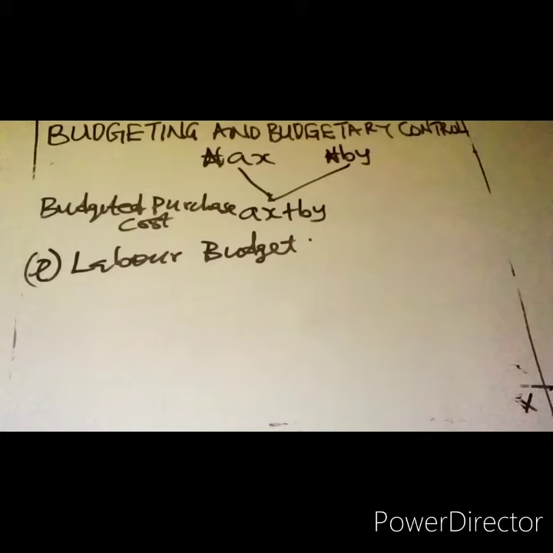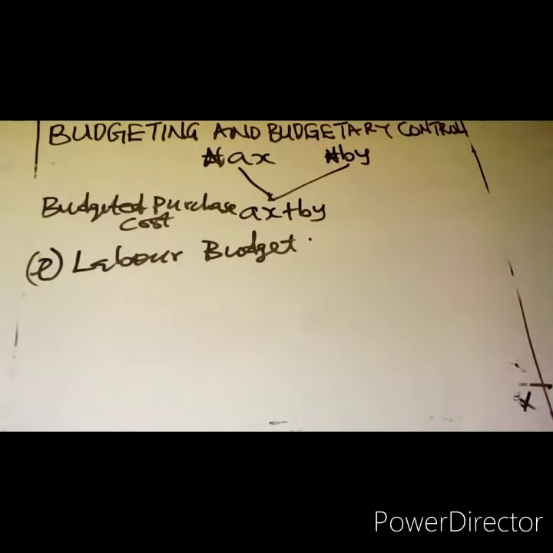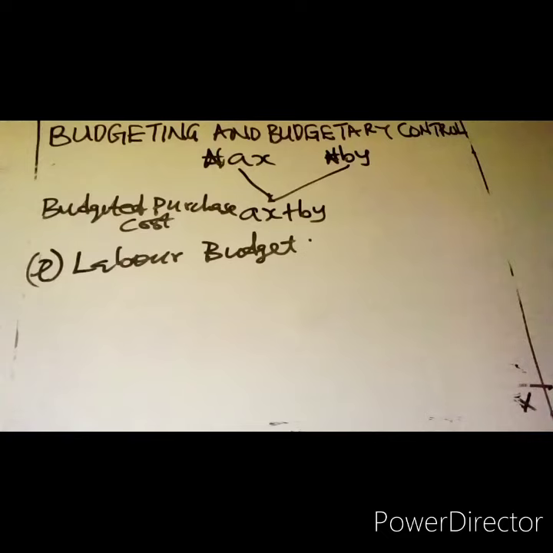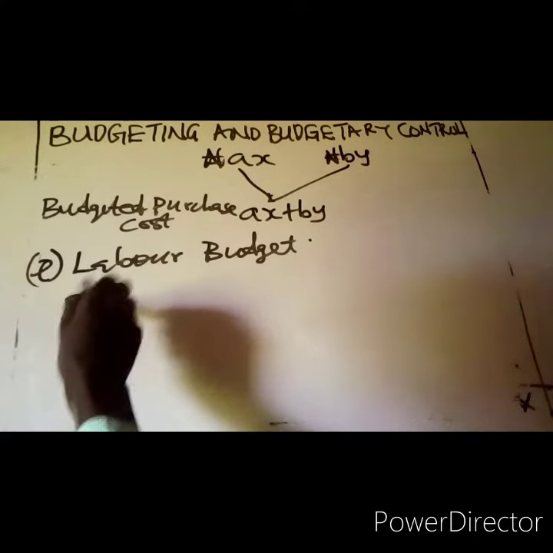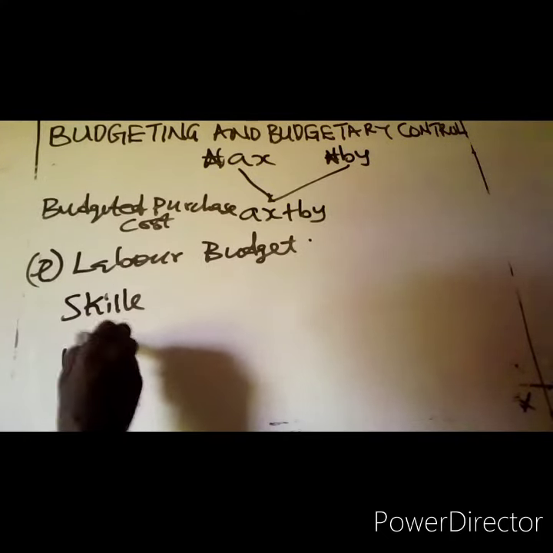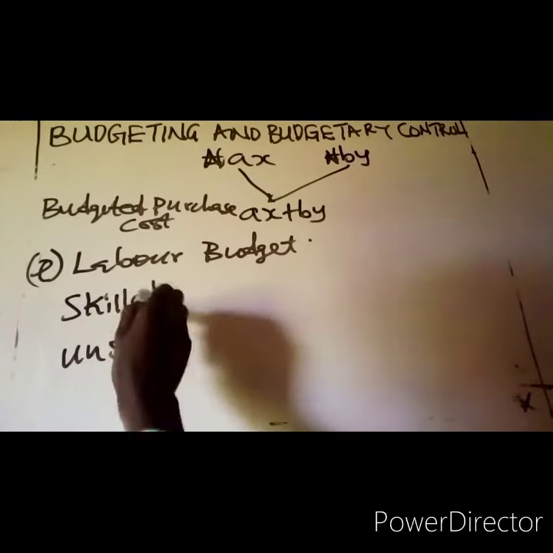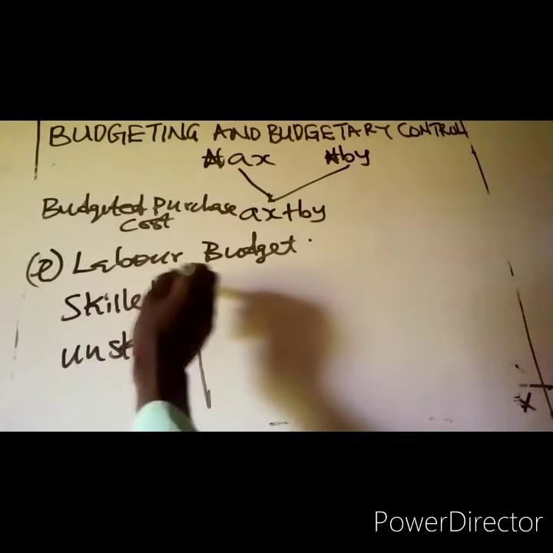Labor cost budget, or labor budget, is a budget that shows all grades of labor, direct and indirect labor, in hours and cost. A budget that shows all grades of labor, direct and indirect labor, in hours and cost is said to be a labor cost budget. Let's assume you have skilled and unskilled labor.